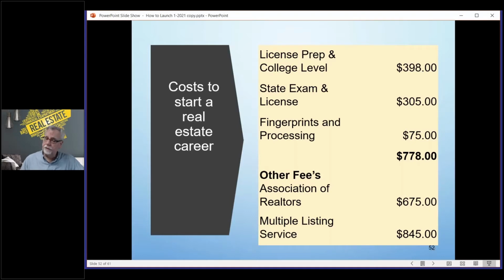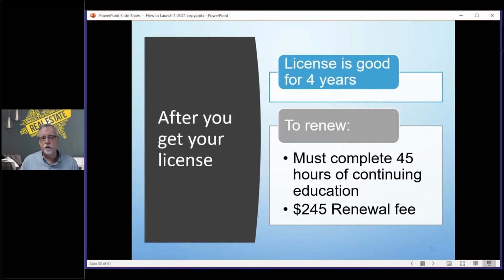I should mention at this point, however, our average commission for an agent exceeds $20,000. Just thought I would throw that out. Exceeds $20,000. Your license is good for 4 years. Every 4 years, you have to take 45 hours of continuing education to renew it, and pay another fee.